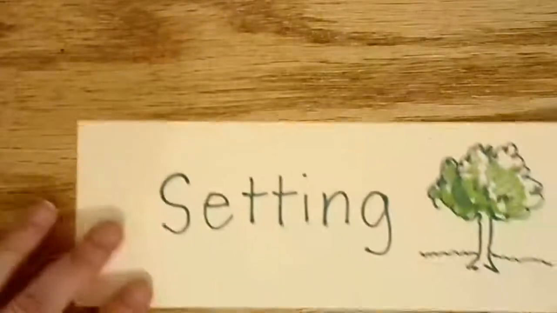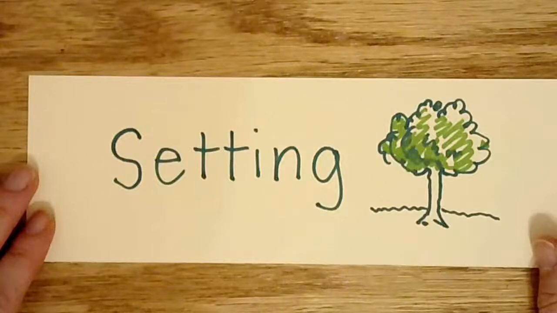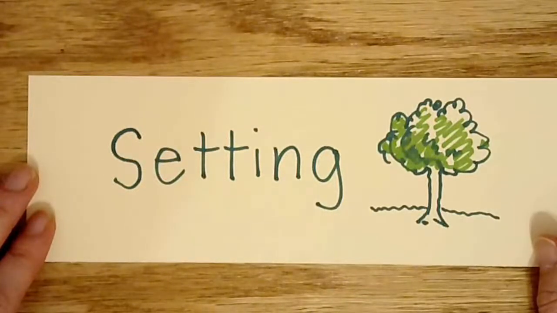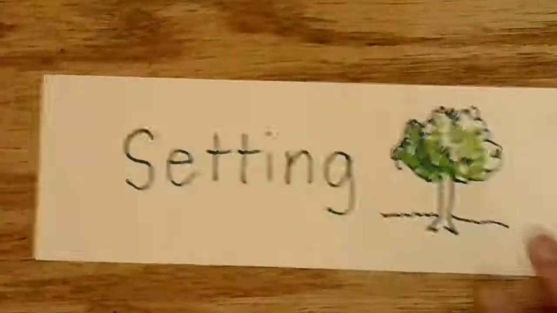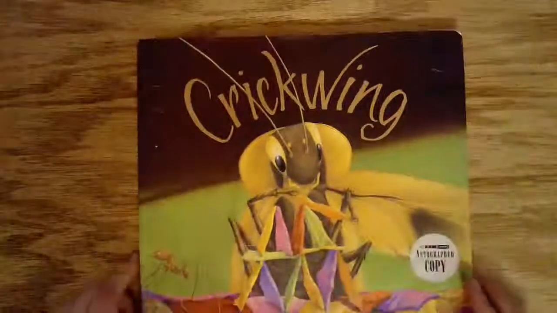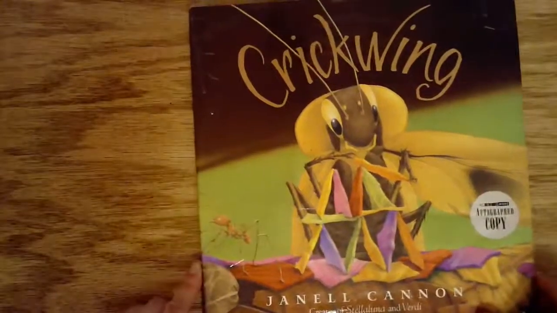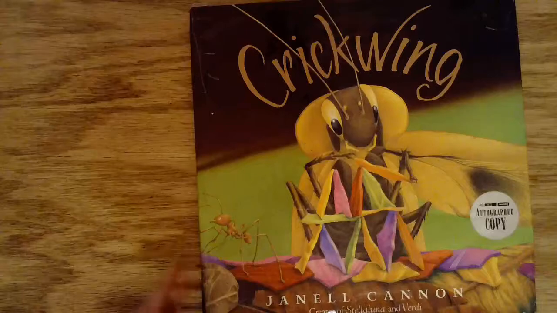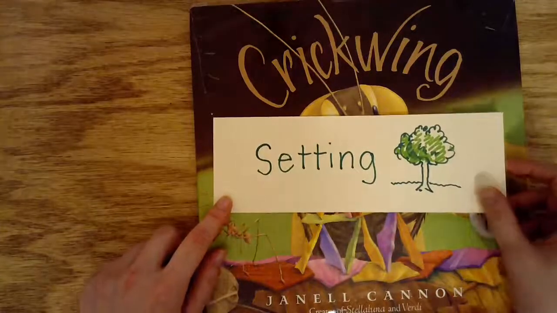Now these, I didn't have actual printouts of the story beginnings, but I found these and thought about how some other authors describe the setting in the beginning of the story to start it out. So a setting, for example, I'm going to pull up an actual book here. This is a book called Crickwing by Janell Cannon. I love this book. And I'm going to read the beginning. And again, she uses the setting. She describes the setting to start her story off right away.